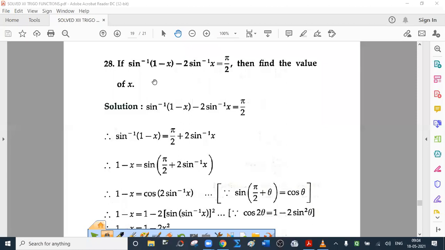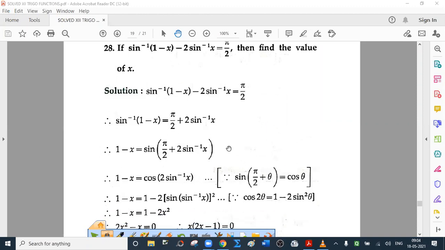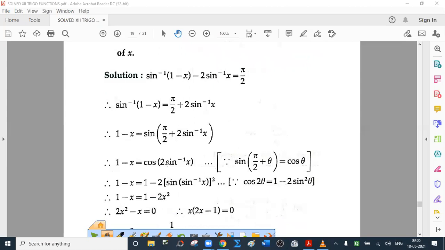Sum number 28. If sine inverse (1 minus x) minus 2 sine inverse x is pi by 2, find the value of x. Now sine inverse (1 minus x) minus 2 sine inverse x is pi by 2. So sine inverse (1 minus x) is pi by 2 plus 2 sine inverse x. Invert the relation. So 1 minus x is what? Sine of (pi by 2 plus 2 sine inverse x). Now sine of 90 plus theta is cos theta. This is an important step. So 1 minus x is cos of 2 sine inverse x.